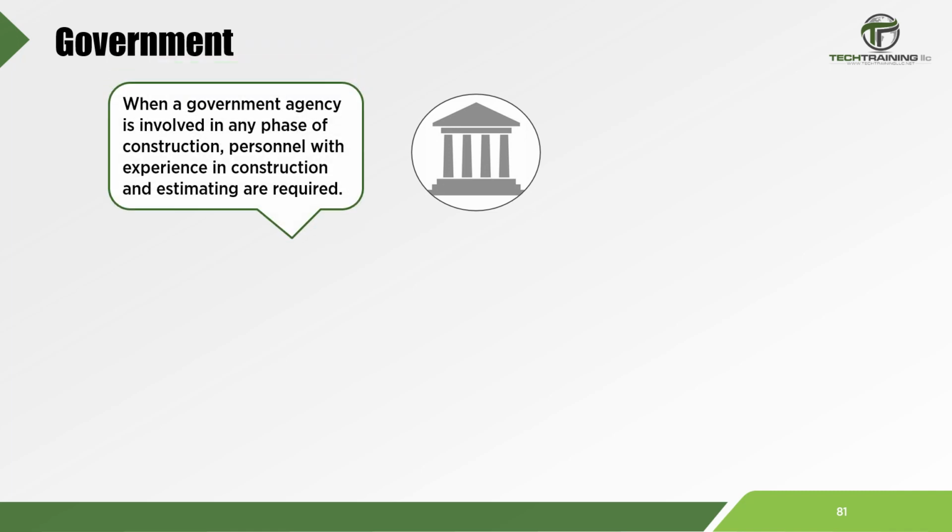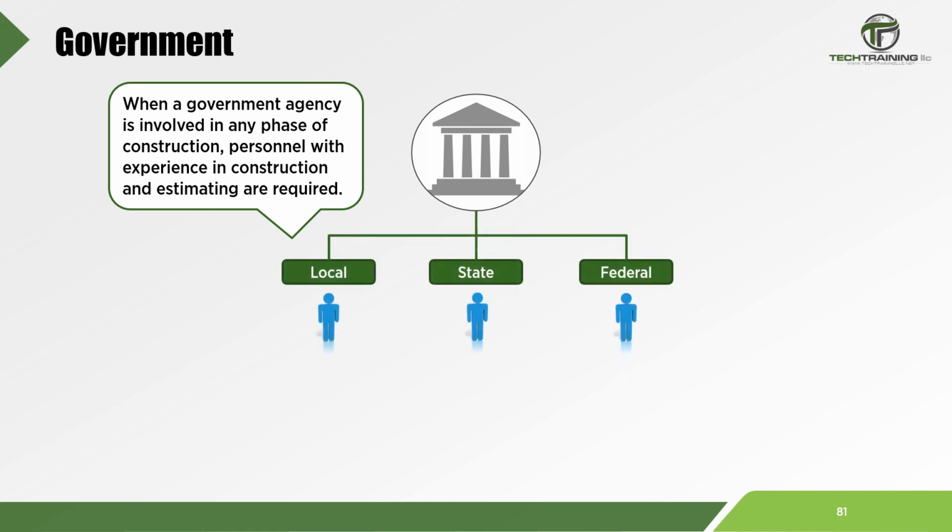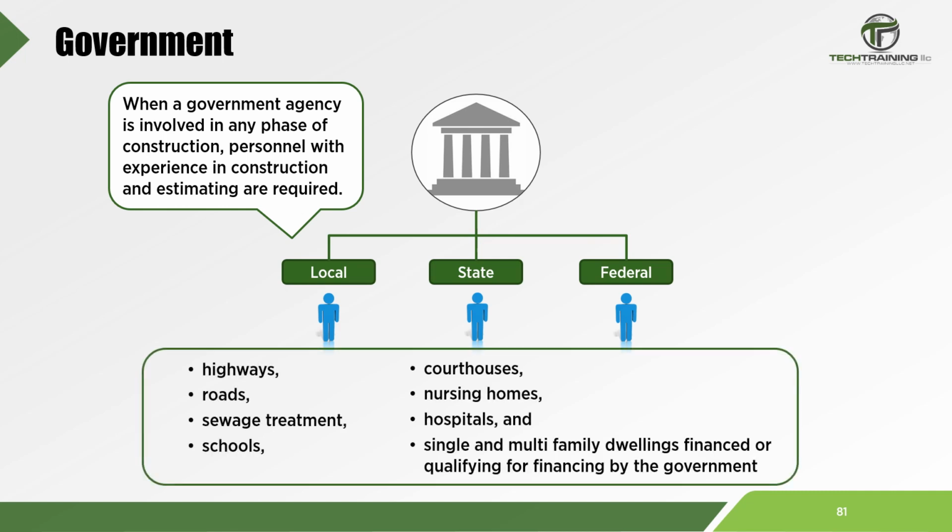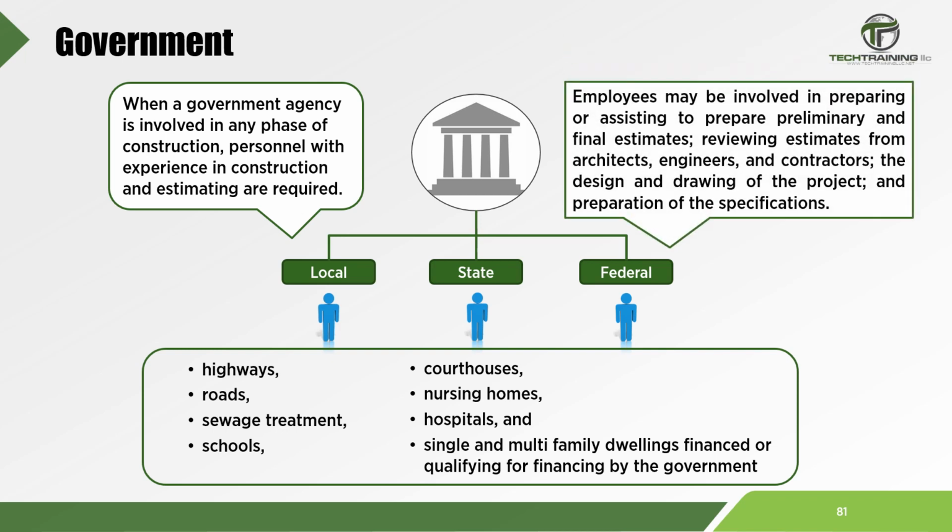When a government agency is involved in any phase of construction, personnel with experience in construction and estimating are needed. Included are local, state or federal agencies, including those involved in highways, roads, sewage treatment, schools, courthouses, etc. Employees may be involved in preparing or assisting to prepare preliminary and final estimates.